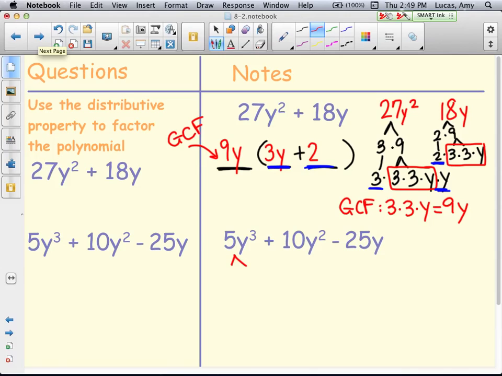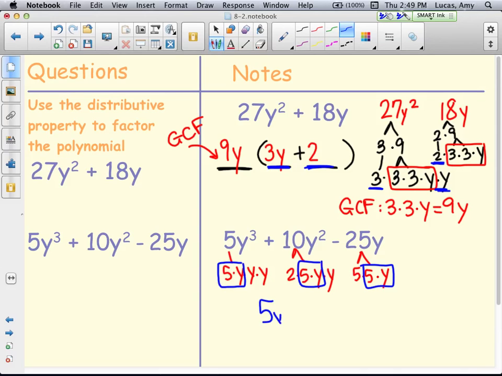So 5y to the third, well, 5 is prime, so it's just going to be 5 times 3 y's. 10 is 2 times 5, and then I have y to the second, and 25 is 5 times 5, and just 1 y. So what they have in common, they have a 5 and a y in common, so that's my GCF, 5y. Now what's left of each term?